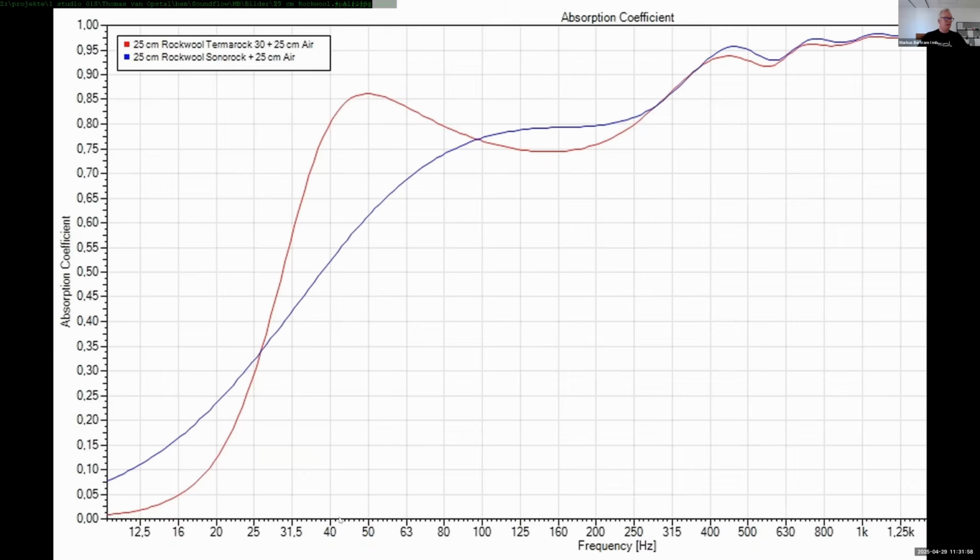So if we again look at 44 hertz, which is over here, we see that with the Tamarock, we have something like 80+%, which is totally great. While with only Sonorock, we have something like 55%. Let's say like on the sidewalls, we can't do that. We're very limited, but maybe for the longitudinal wave in the back wall, we could do 25 rock wool, 25 air. But would the 25 rock wool and 25 air be superior to 50 rock wool?